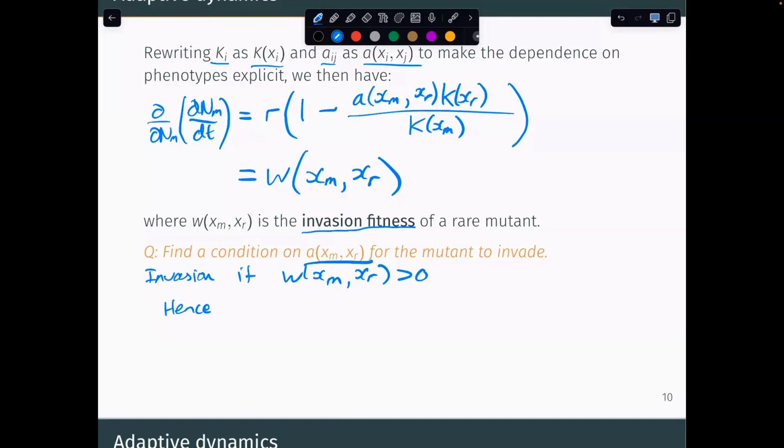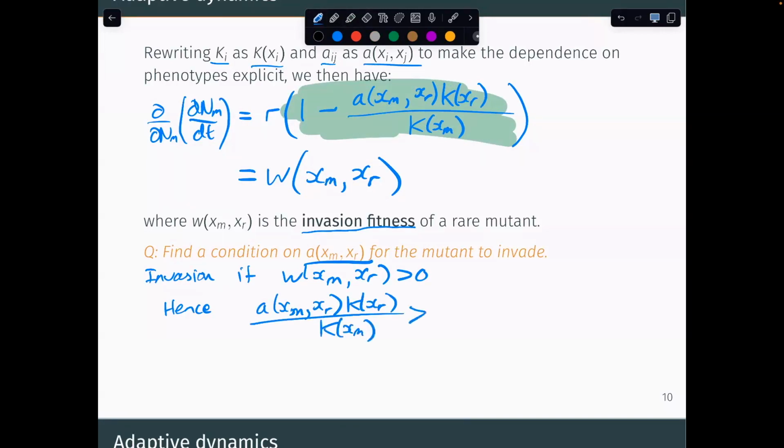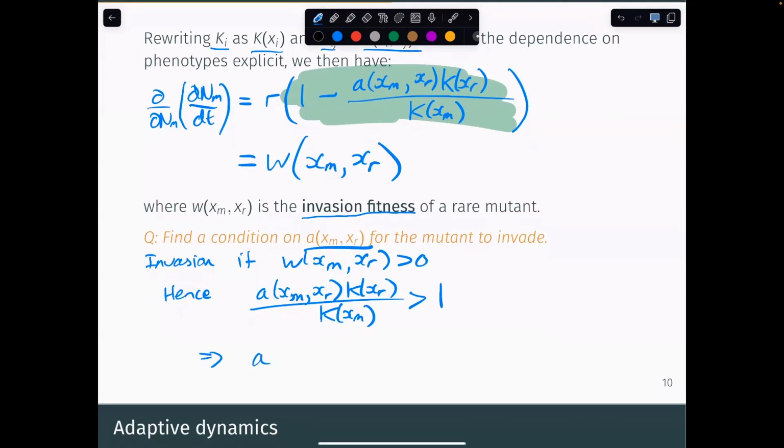So in other words, this term in the brackets has to be positive because we've already assumed that R is positive. So that means we need A of XM, XR times K of XR over K of XM, so the carrying capacities, to be greater than 1. In other words, to get a condition on this competition term, A of XM and XR has to be greater than K of XM over K of XR for invasion.